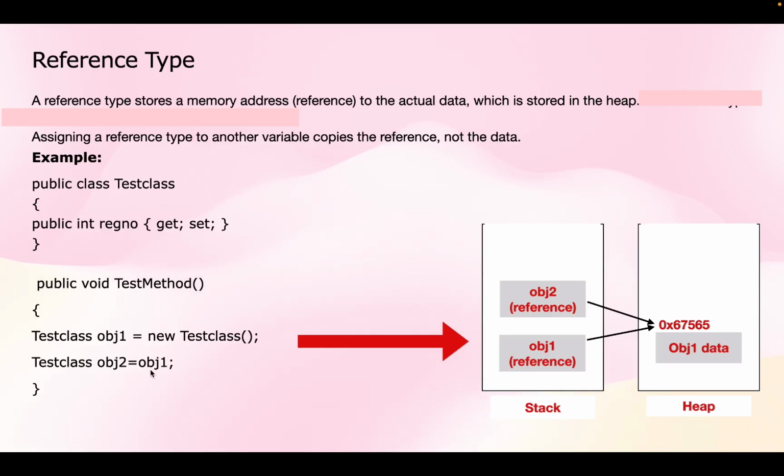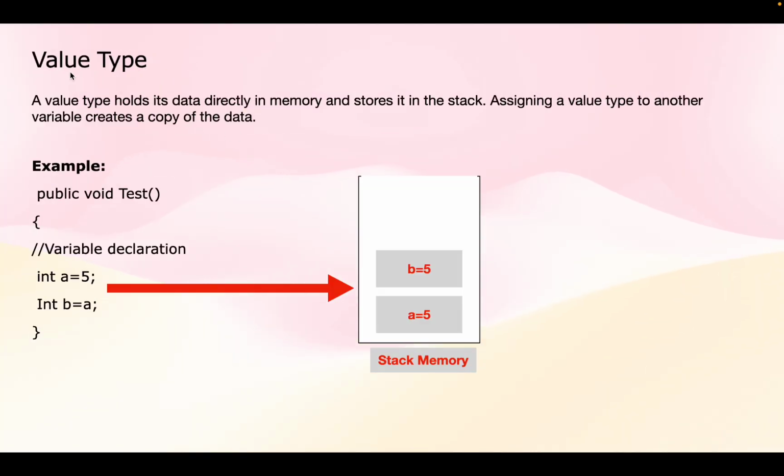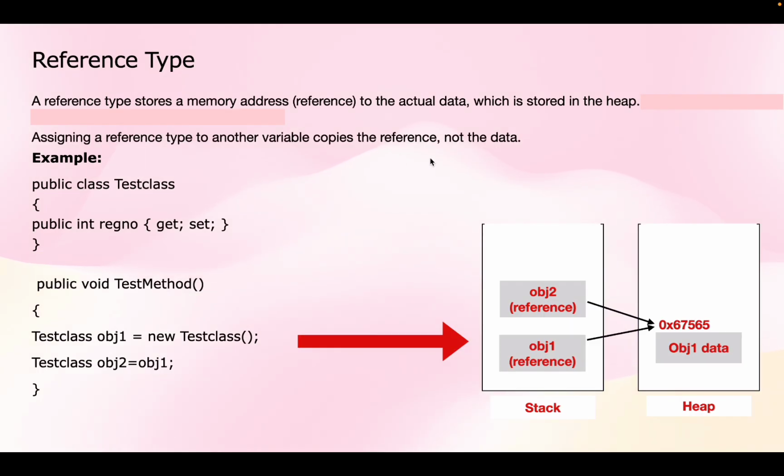Here what will happen is the reference, that is the memory address of object1, will be copied into object2. Note here only the memory address will be copied, not the data. So if a copy of data is made, it's a value type, and if the memory address is copied, it's a reference type. And note here object1 and object2 share the same reference. So if I change object1, the value of object2 is also modified.